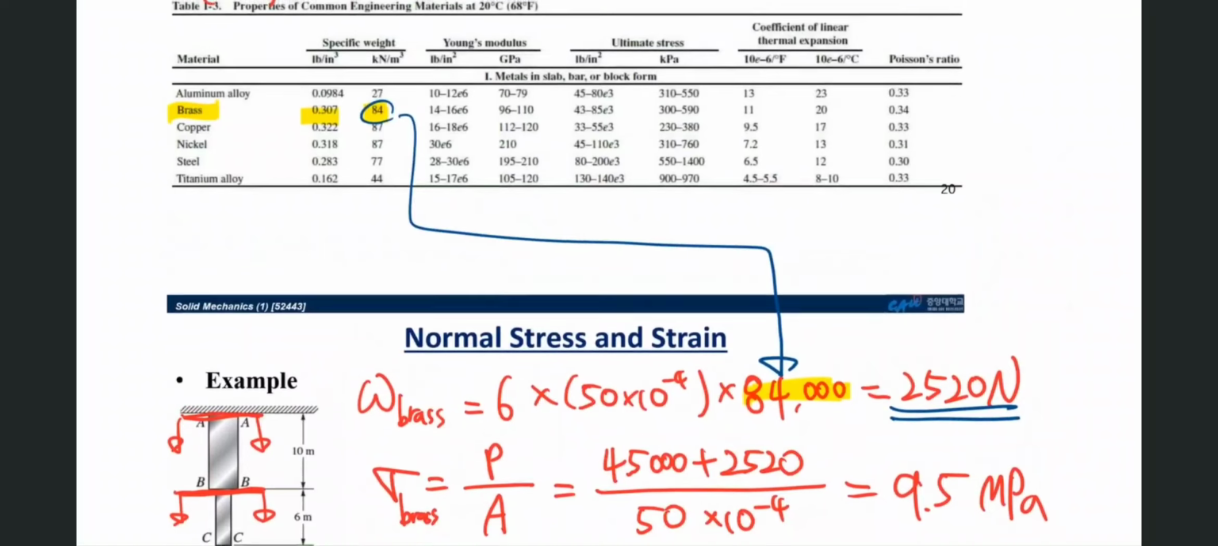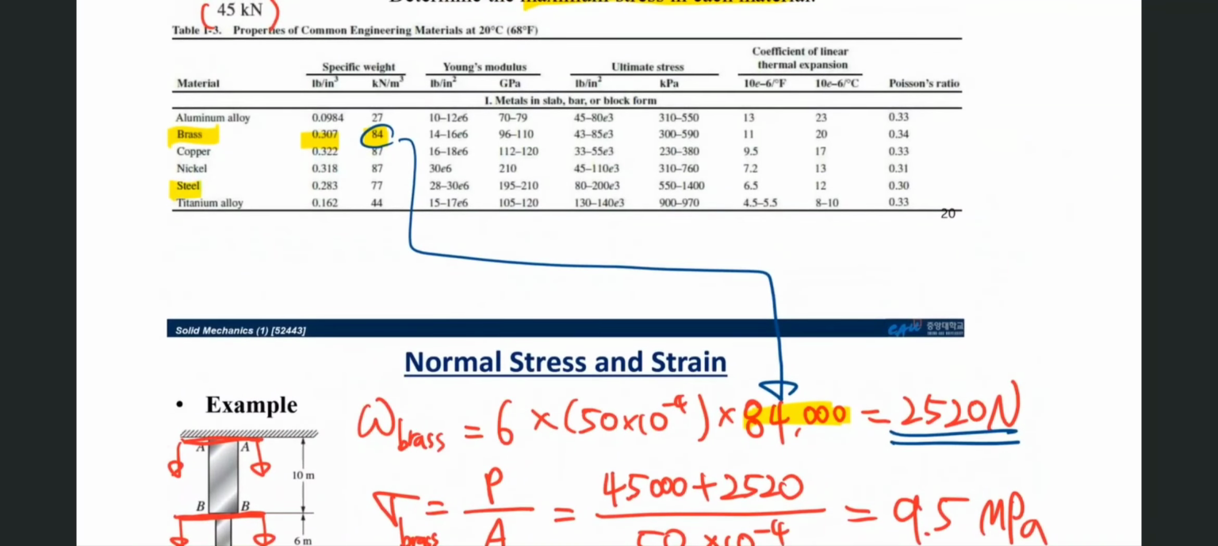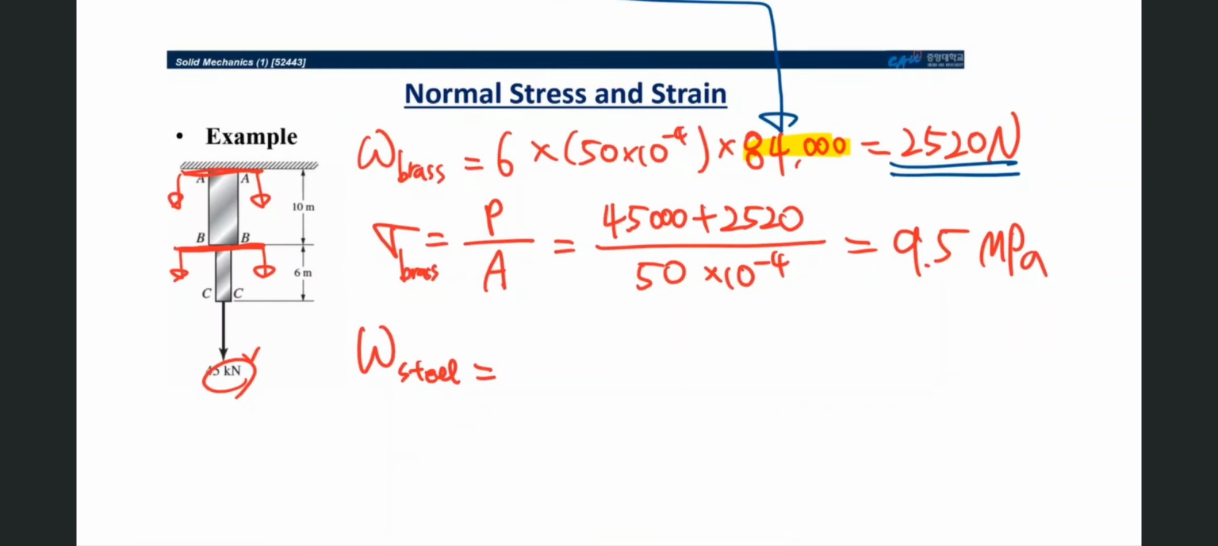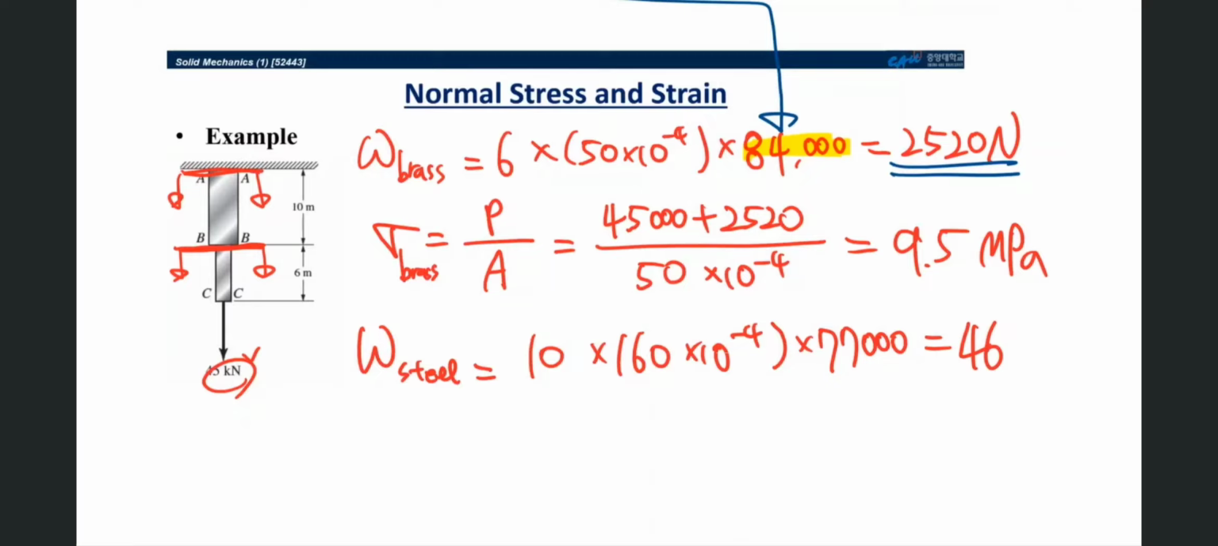here, one more time, we have to use the table. Here is the steel, and we use the SI unit, 77 kilonewton per meter cubed. So weight of steel can be calculated: 60 times 10 to the minus 4 times 77,000. That is 4,620 Newton.